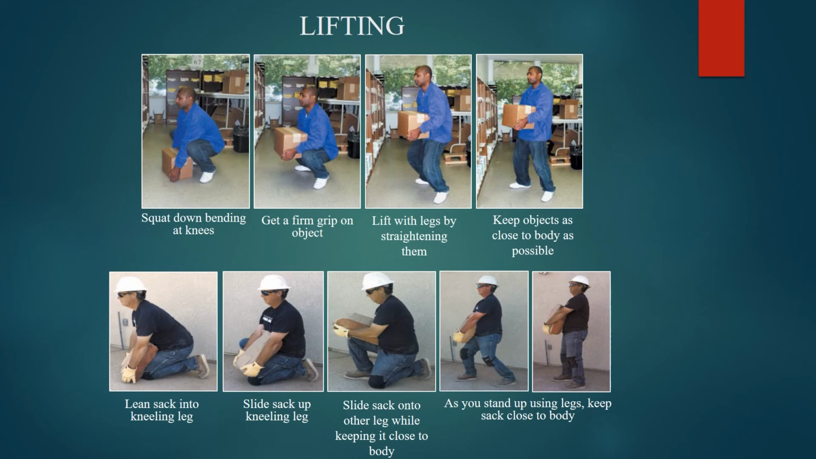According to OSHA, the steps for proper lifting are squat down, bending at the knees, get a firm grip on the object, lift with your legs by carefully straightening them, and keep objects close to your body. The steps for properly picking up a sack are lean the sack into your kneeling leg, slide the sack up to the leg that is kneeling, slide the sack onto the other thigh, and then stand up using legs while making sure you always keep the sack close to your body.